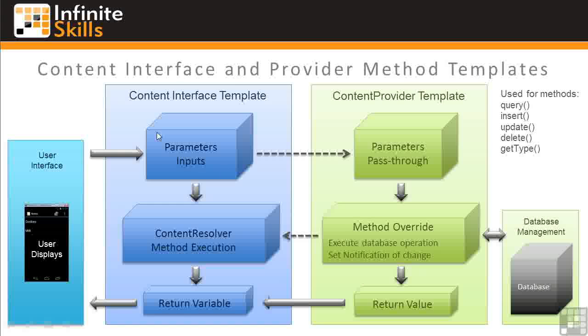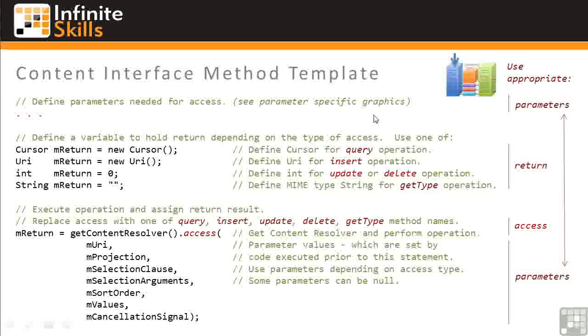The content interface is collecting inputs from the user interface to create parameters for method execution, and the return value it sets up can be sent back to the user interface. On the content provider side, notice that the methods are overriding the methods in the content interface, which are actually content resolver methods. The parameters used by the content provider methods are passed through from the content interface. The net effect of all this is the execution of methods accessing the database. This should all start to make more sense as we look at the code, so let's get started. We'll start with the content interface.